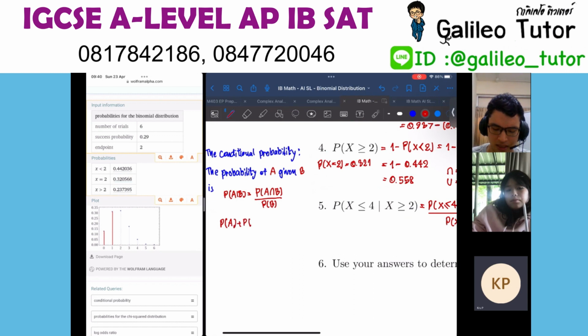P(A) plus P(B) minus P(A and B), but we don't know what the... Okay. This one is the probability of A union B, right? This is the probability of A union B.